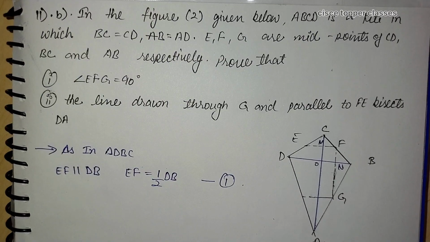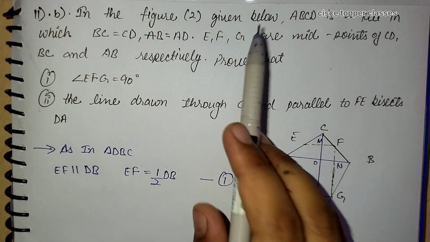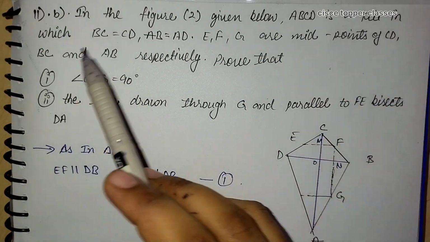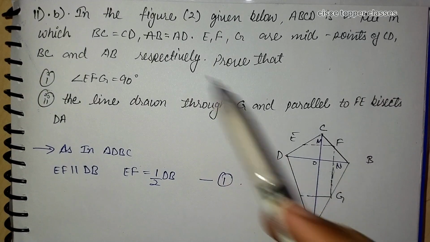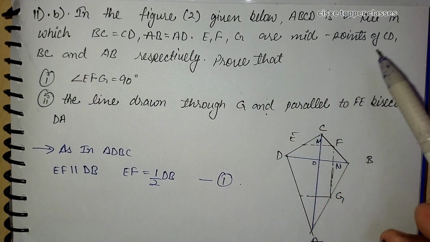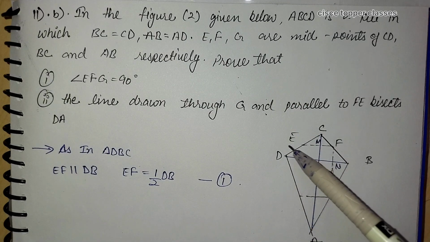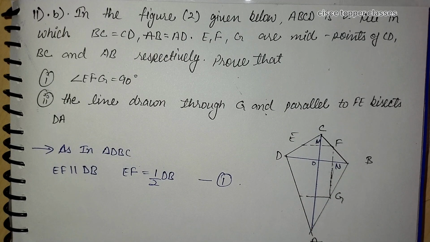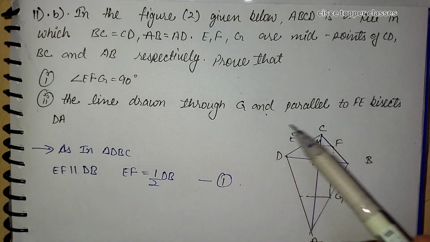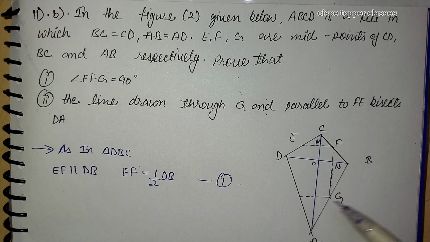So here we are going to solve 11 second part. In the figure given below, ABCD is a kite in which BC is equal to CD, AB is equal to AD, E, F, G are midpoints of CD, BC and AB respectively. Then we have to prove that angle EFG is equal to 90 degrees, and the line drawn through G and parallel to FE bisects DA.